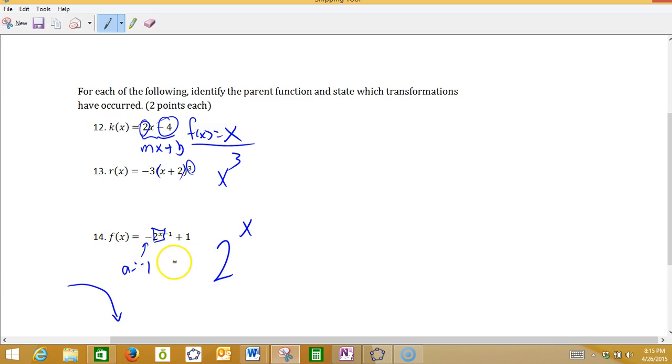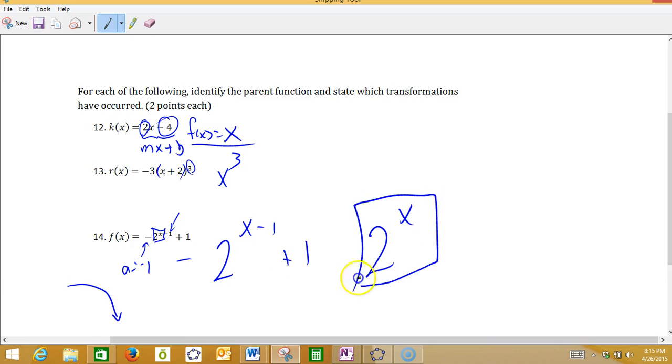And then if you want to flip it, we'll multiply by -1. We can shift the graph horizontally 1 to the right by subtracting 1, and then we can make the graph move up 1. But we started with this parent function, 2 to the x.